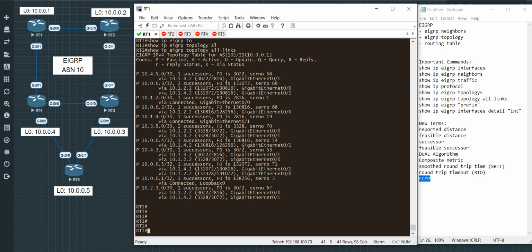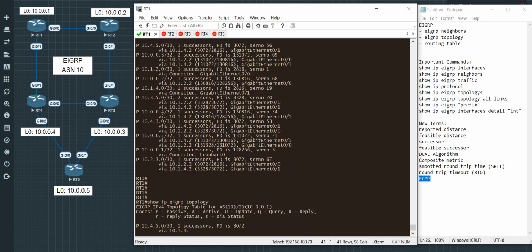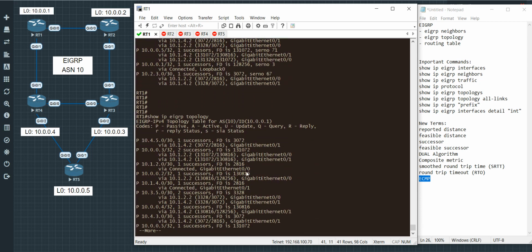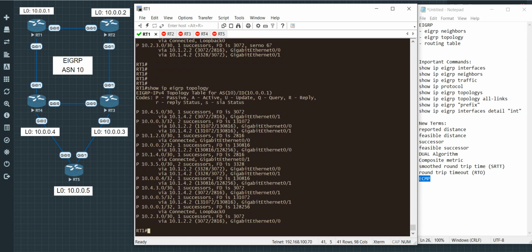And so in the show ip eigrp topology output, it's only going to have the successors and feasible successors.